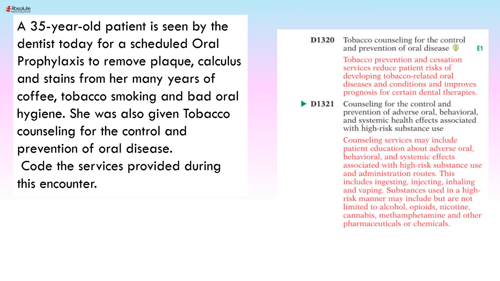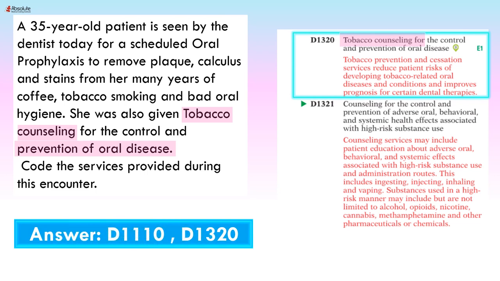Yes, we still have to code for the tobacco counseling. Remember, this patient was given tobacco counseling for the control and prevention of oral disease as well. So that is code, if you look it up, D1320, tobacco counseling for the control and prevention of oral disease. Exactly what we need. So guess what, coders? Putting all the answers together, your code for this encounter would be D1110 and D1320. So if you got that right, well, you are amazing. You're getting the hang of it.